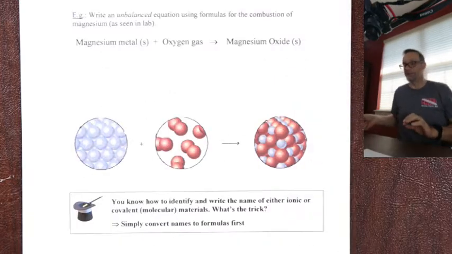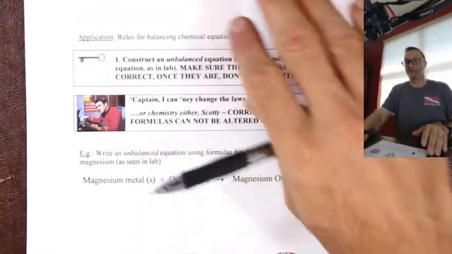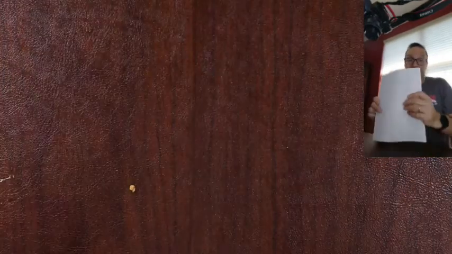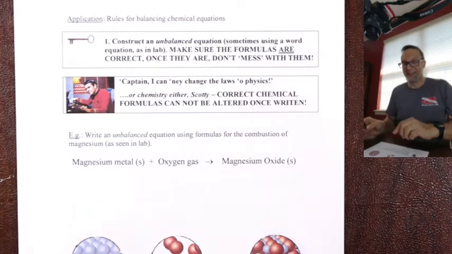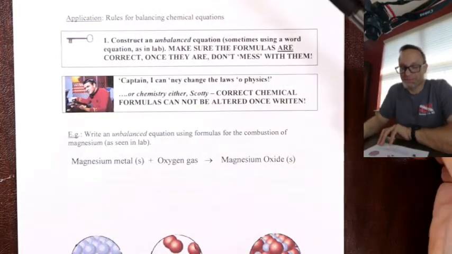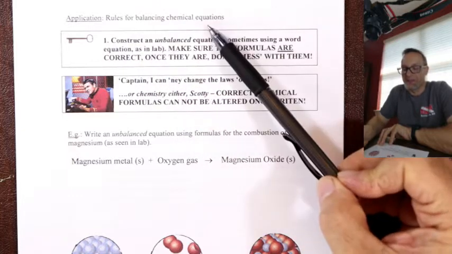Okay, now then, I said it was a two-step process, right? And this is where people always get it wrong, but I'm here to fix that. So, rules of balancing equations.